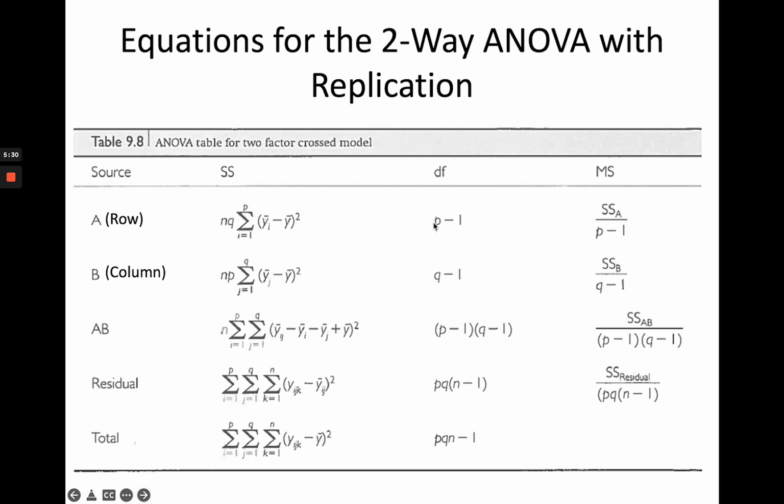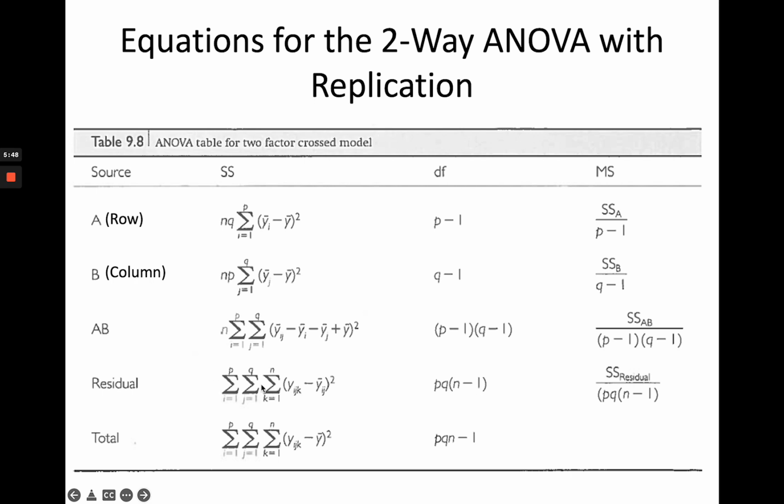You have p number of rows minus 1. For columns, you have q number of columns minus 1. The interaction term we're going to calculate indirectly, so let's just leave that for now. But we also then are going to take the residual.